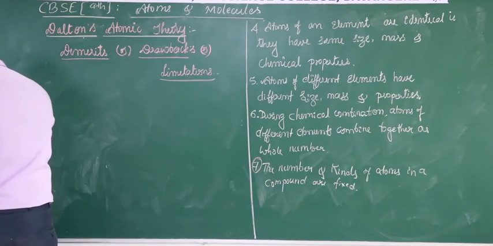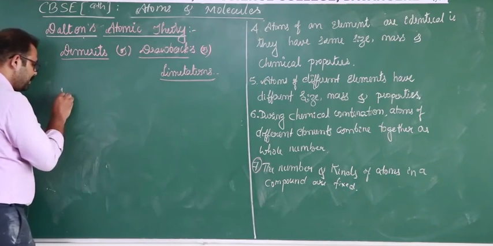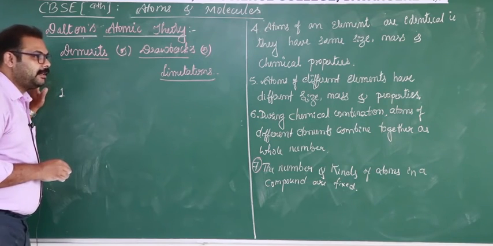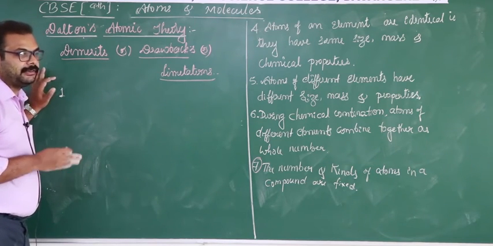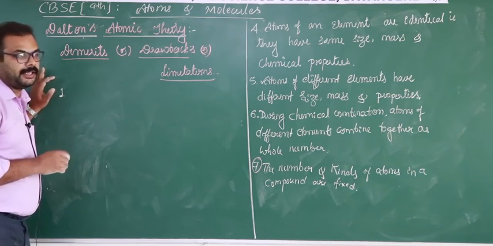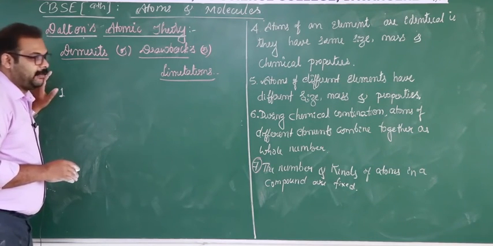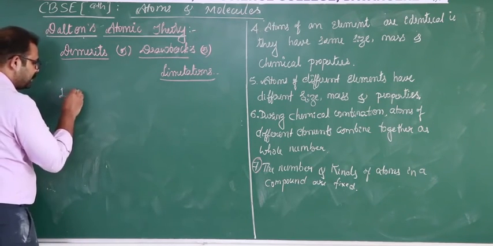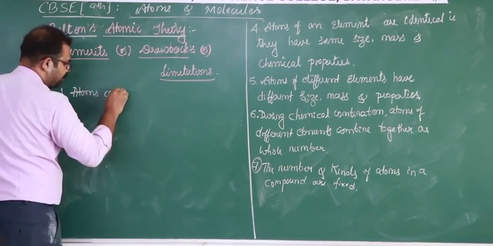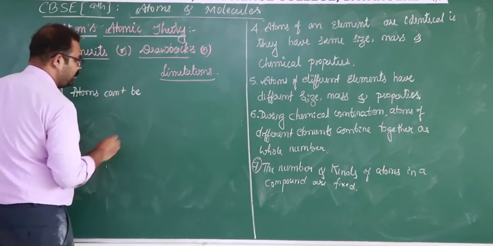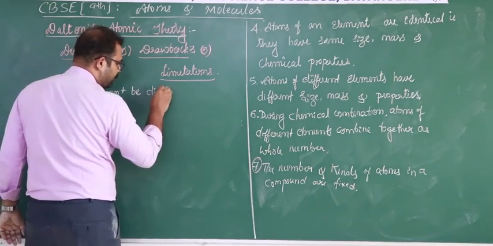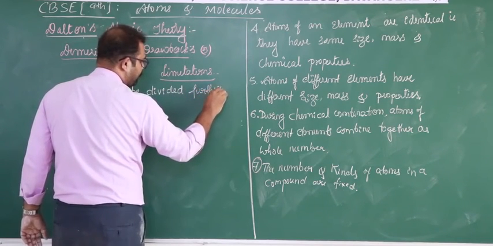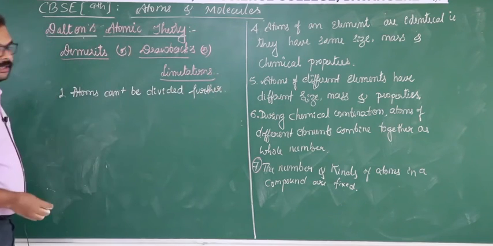According to Dalton's atomic theory, the first one says that all matter is made up of atoms and these atoms cannot be divided. But later it came to be known that even atoms can be divided further into protons, electrons and neutrons. So hence the postulate we have studied becomes a drawback. Let's write that: he said that atoms cannot be divided further, it was said by Dalton.